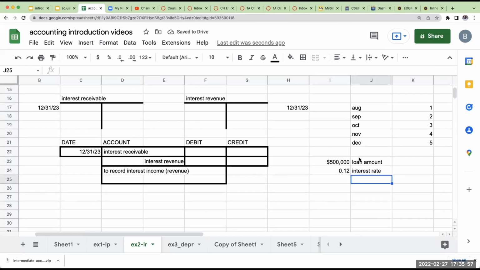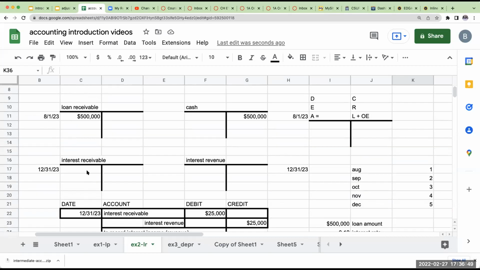So my annual interest is going to be the 500,000 times the 12% or $60,000. However, annual means it's for a full year. So I need to multiply this by 5/12. So from August 1st through December 31st, that's 5 months. I take 60,000 times 5/12, so I'm going to get $25,000. So this is going to be the amount of money I'm going to be showing.